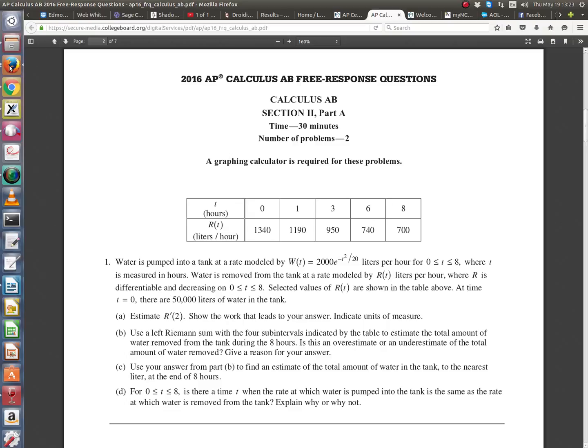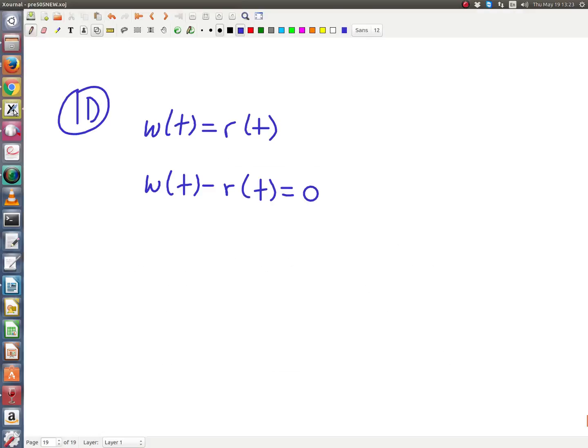Well, W max would be if you plug in 0 into W of t. Isn't that 2,000? And W min is going to be W of 8, because again, they're decreasing. So W max is W of 0, but W of 0 is 2,000. Okay, W min is W of 8.